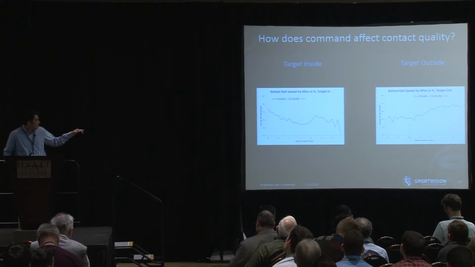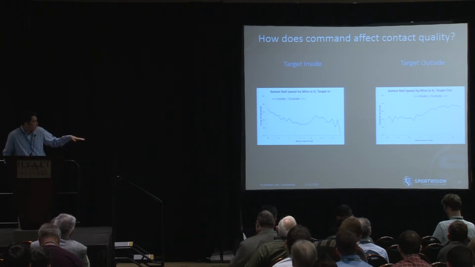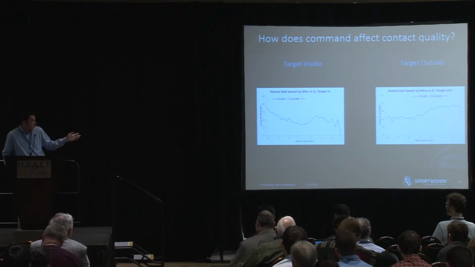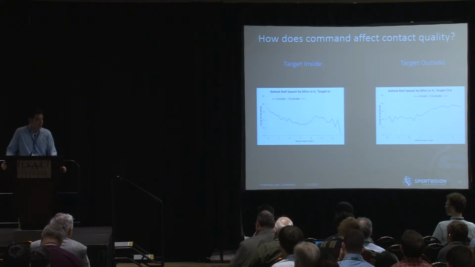And like I said, you'll notice in both cases the lowest point on the graph is actually a couple inches off. If you're setting up inside, the lowest, where they hit the ball the least hard, is actually a couple inches outside, and when you set up outside, where they're hitting the ball least hard is a couple inches inside. So it suggests if you're going to miss your target, you almost want to miss in the opposite direction a little bit.